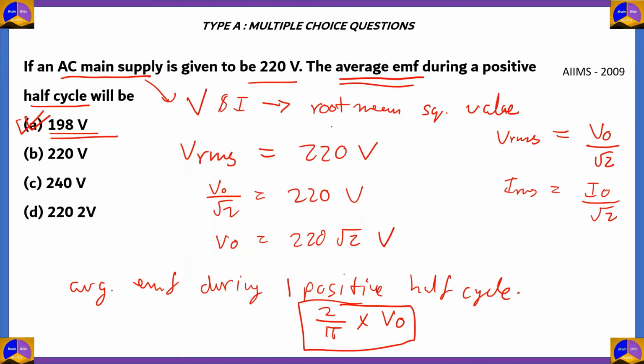So that is how we find out the average EMF during a positive half cycle. This formula is very important: 2 by pi times the average EMF.